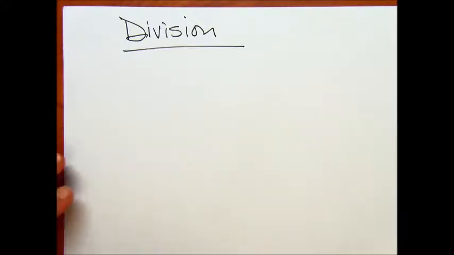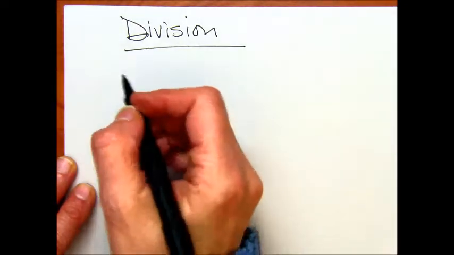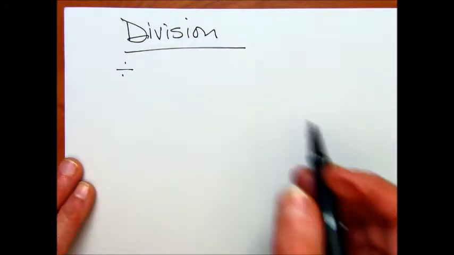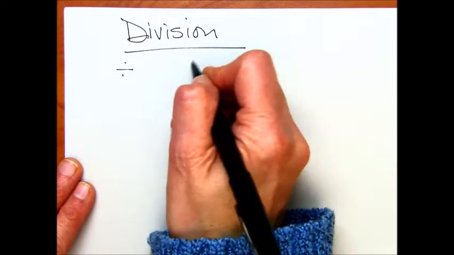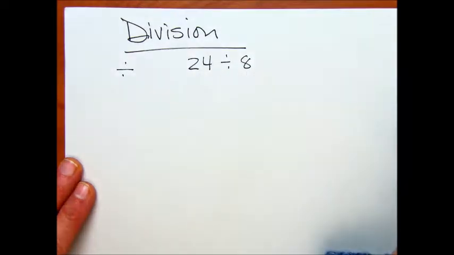Now on to division. First, let's talk a little bit about vocab, what you call the different numbers in a division problem. I'm going to write out a division problem in multiple ways, and then we'll talk about what we would call those numbers. So one way is to use this symbol. That symbol means divide by. So we might have something like 24 divided by 8, okay?